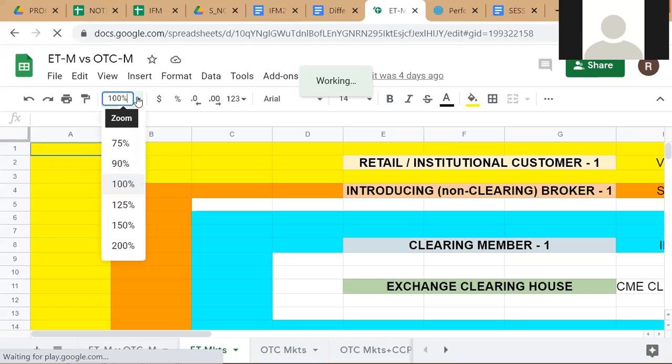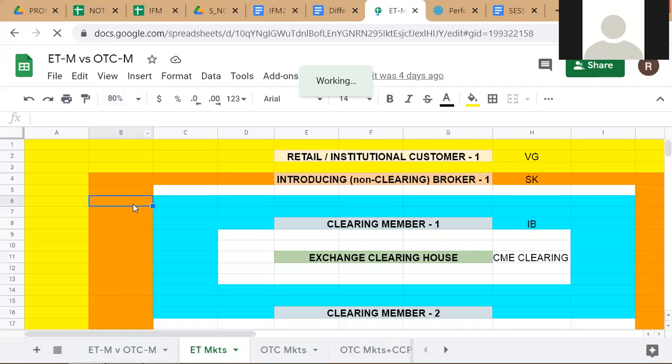Reduce the zoom a little bit, maybe you can see this better. Yeah. So this is what we were looking at, and the flow of margins. We were looking at how the margining system works. So let's go back to the place in the book where we were.